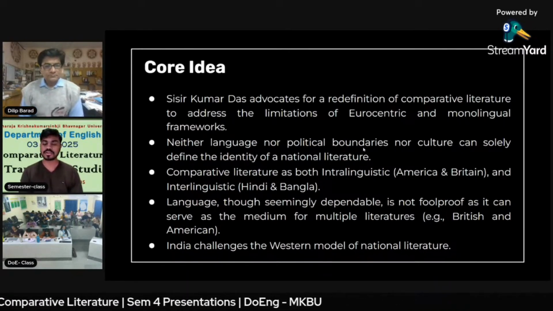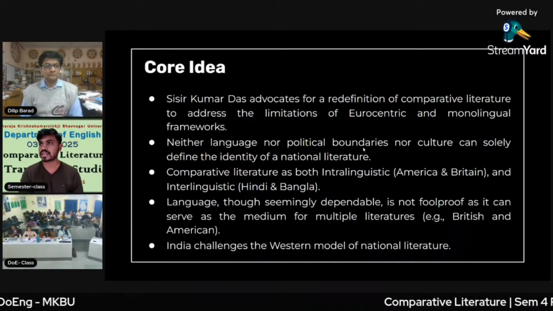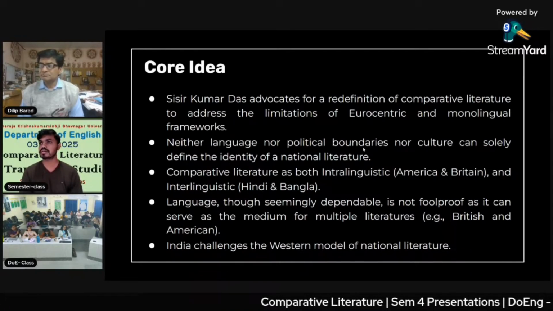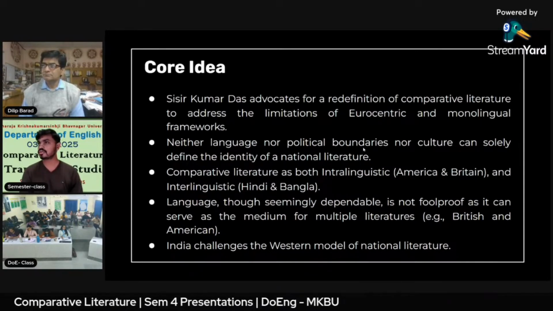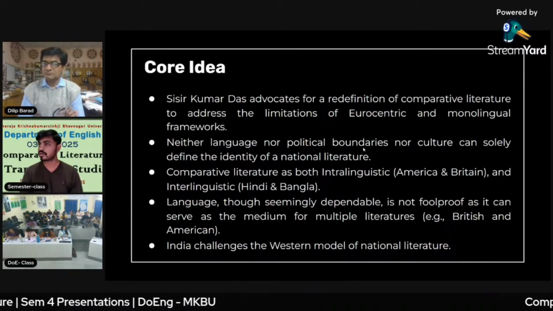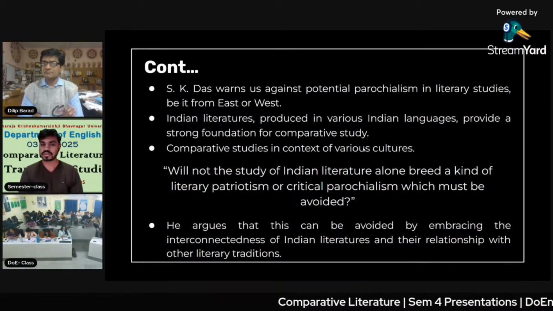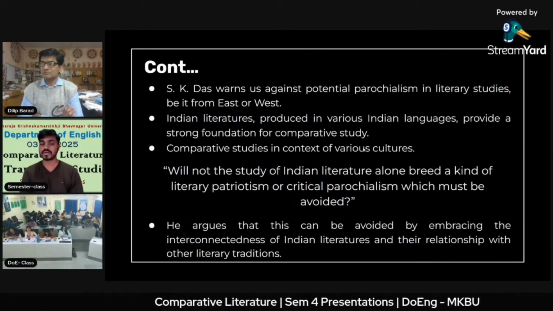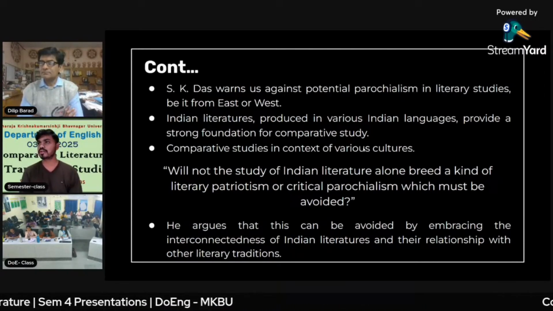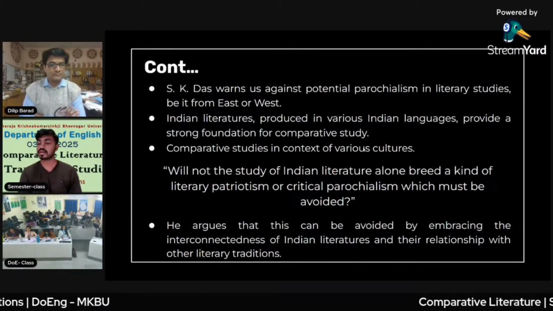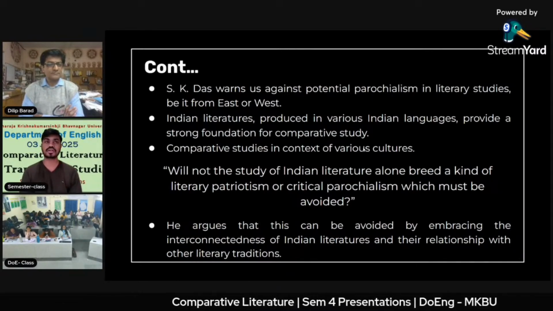But at the same time, Sisir Kumar Das says that this kind of homogeneity is good, rather than having civilizational homogeneity. And in this way, India challenges the traditional framework of the Western model of national literature. S.K. Das also warns us against the potential parochialism in literary studies, whether it emerges from the East or West. He also gives the terminology of comparative Indian literature, and he does this not out of anxiousness that there is something like comparative Western literature.